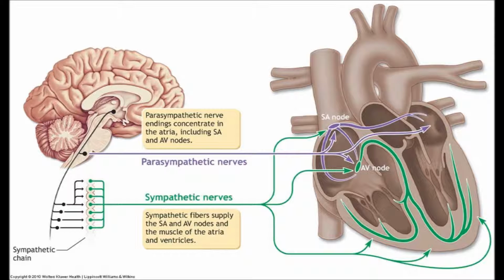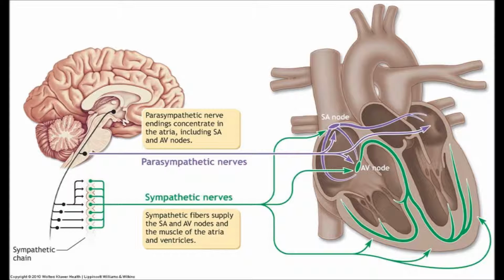The dominance of the parasympathetic system at rest is particularly obvious in athletes with training-induced bradycardia. That's a slowing of the heart rate. And the resting heart rate of these athletes can be as low as 35 beats per minute.